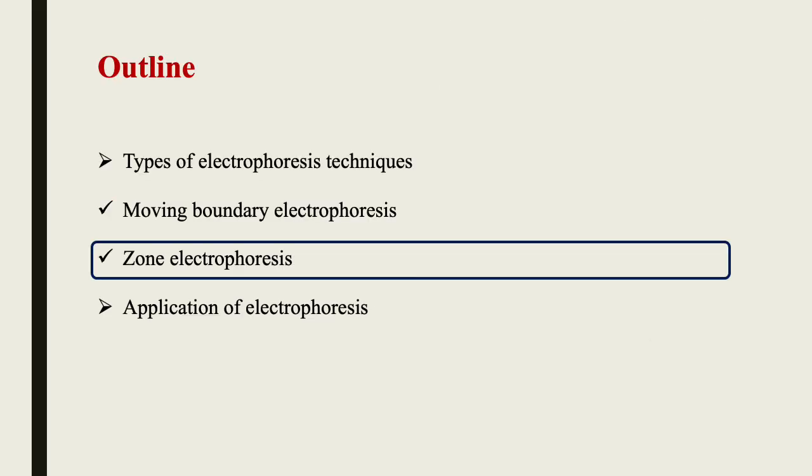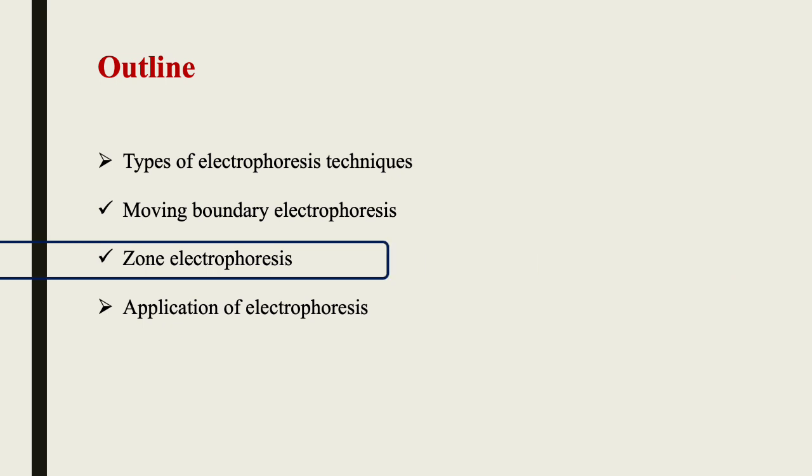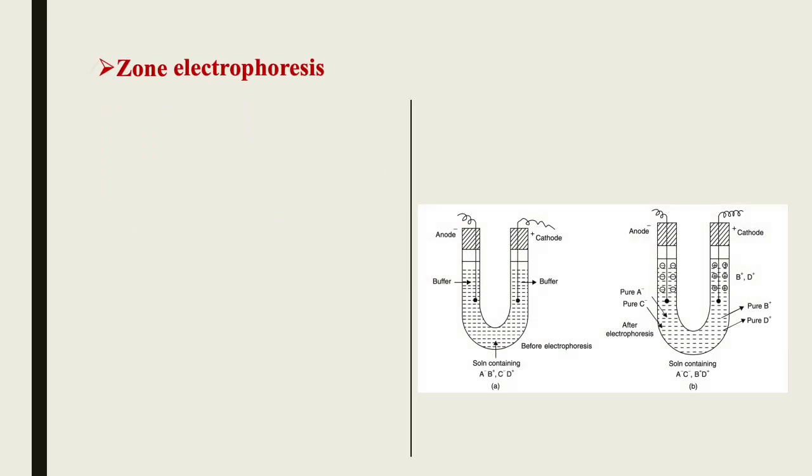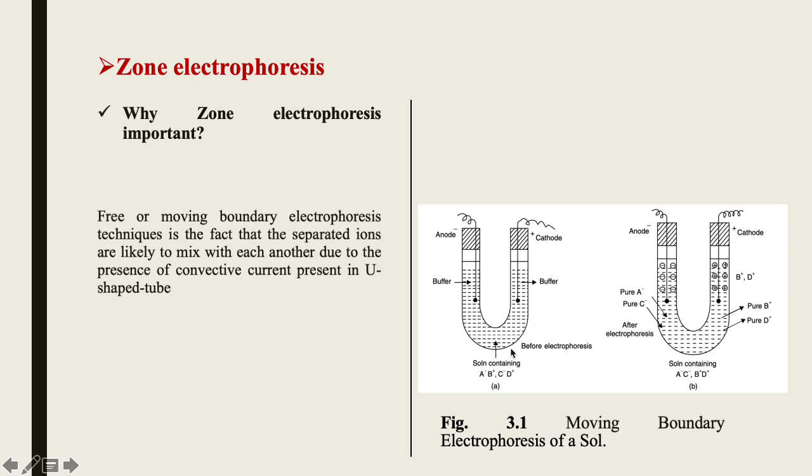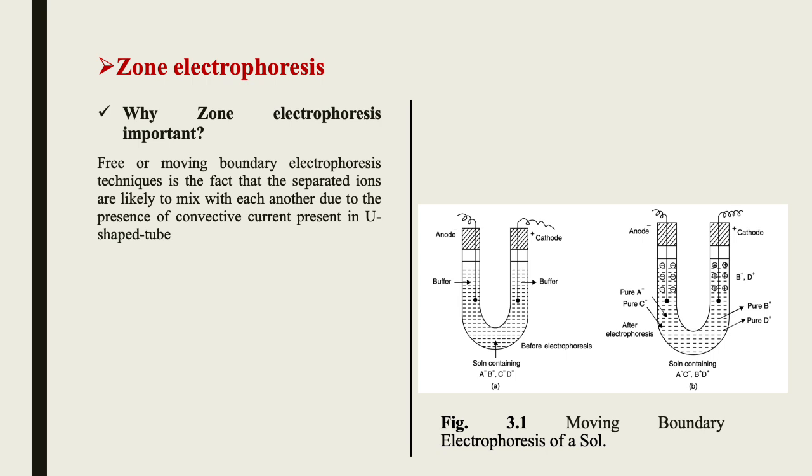Now we will move to the next electrophoresis technique, that is zone electrophoresis. First we will see why this technique is important. As you can see on the right hand side, this is moving boundary electrophoresis. One drawback of this technique is that the separated ions are likely to mix with each other due to the convective current present in the U-shaped tube.